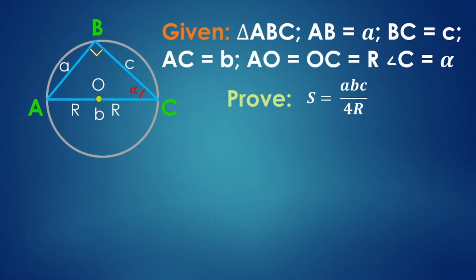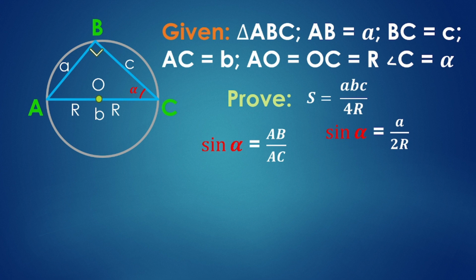And so we have a triangle ABC. AB equals A, BC equals C, AC equals B, AO equals OC equals R. Angle C is equal to alpha. And note that this triangle is inscribed in a circle, and the hypotenuse of this triangle lies on the diameter of the circle. So let's remember that the sine of alpha in this case will be equal to the ratio of the opposite leg to the hypotenuse. So the sine of alpha will be equal to A divided by 2R, because the hypotenuse is the diameter.